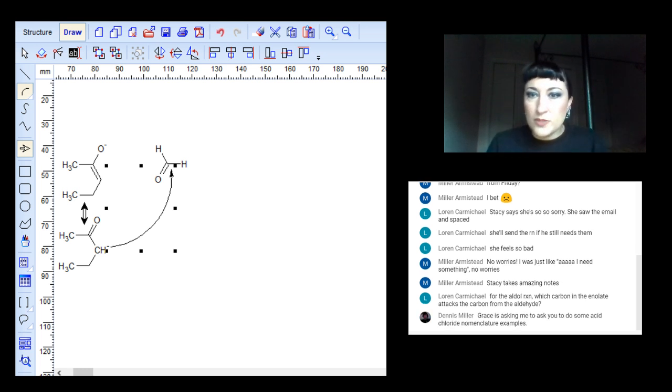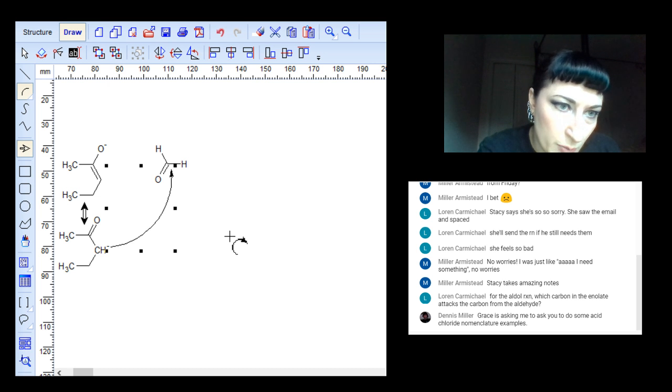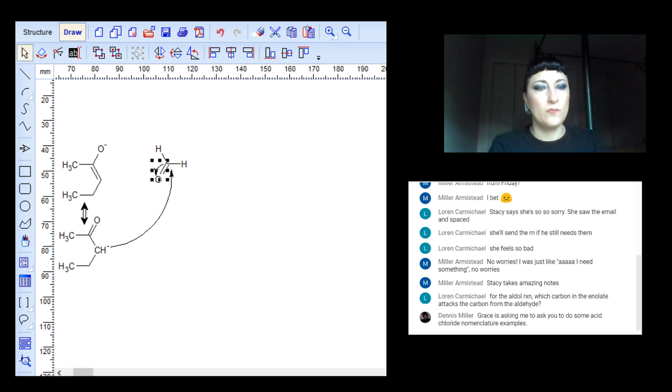So when you attack there, hopefully that kind of shows you what you need to do. And then this bond here would break and put the lone pair on the oxygen.